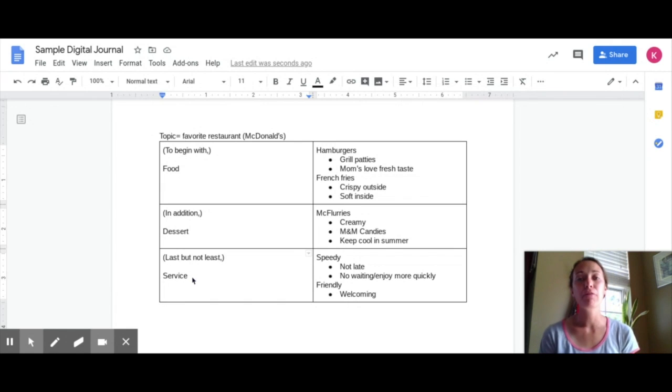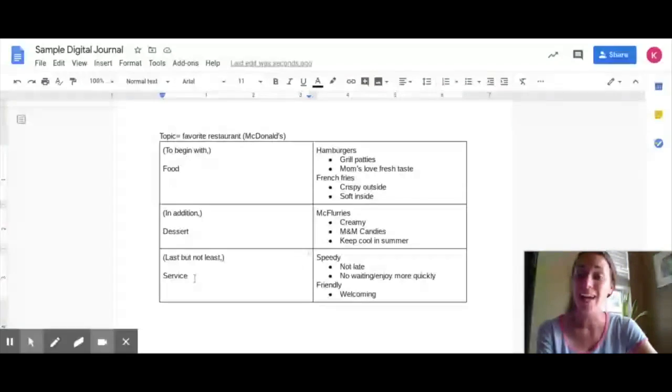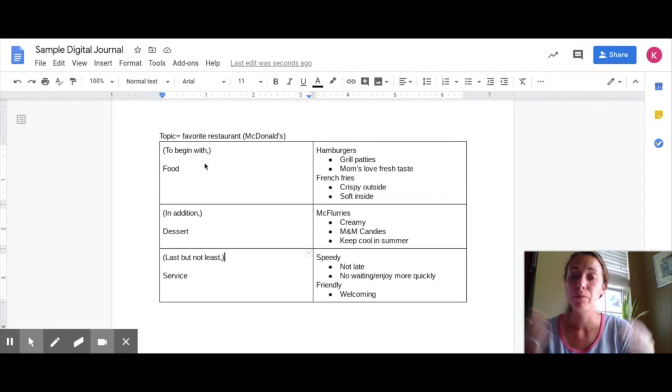least. This tells my reader that this is the last thing I'm going to be talking about why McDonald's is my favorite restaurant. And it also tells my reader that it's not necessarily the thing I like the least. I didn't necessarily write these in the order in which I like them. I just brainstormed them. So saying it's last but not least means that just because it's last doesn't mean it's not important too.